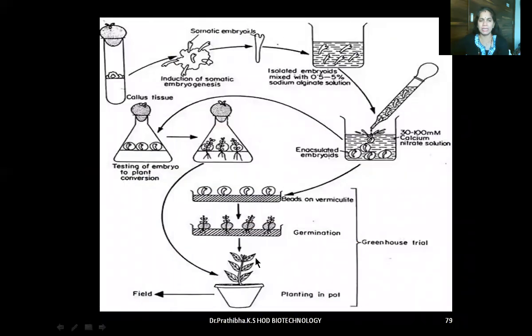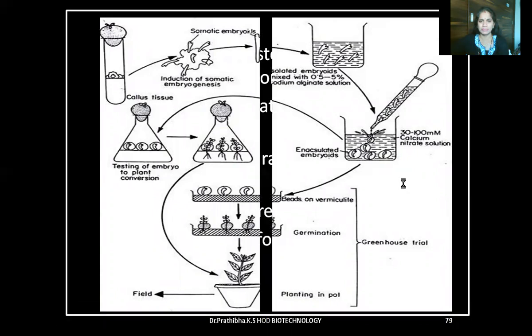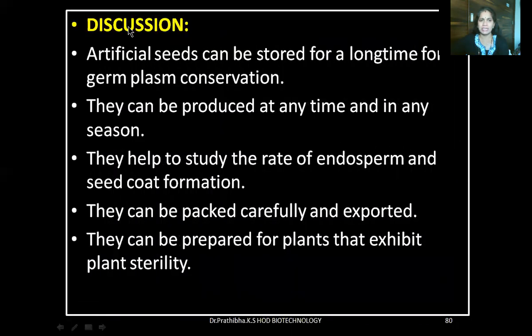Next, this is the diagrammatic representation of preparation of the synthetic seeds, right? By somatic embryogenesis. This diagram is not mandatory in the examination time, but if time permits, you can write, otherwise it's not mandatory, okay? Then you have to write a discussion about preparation of synthetic seeds. If you miss anywhere now, kindly follow this slide number.